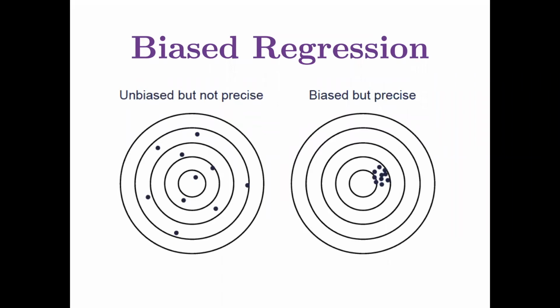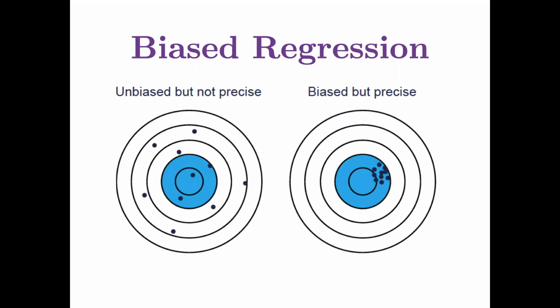On the right here, I have a situation where my dart throws, my attempts here are biased because the average of those parameter estimates is not the population truth. But my variability has shrunk considerably. So I've traded the introduction of a little bit of bias for a big reduction in variance. And as such, I'm actually closer to the truth much more often than I was on the left.